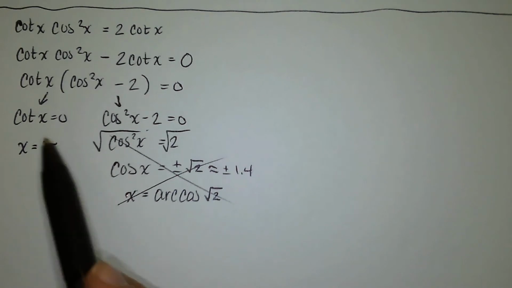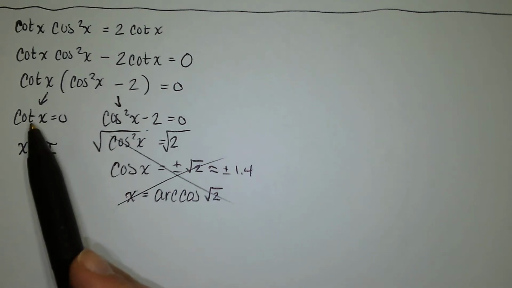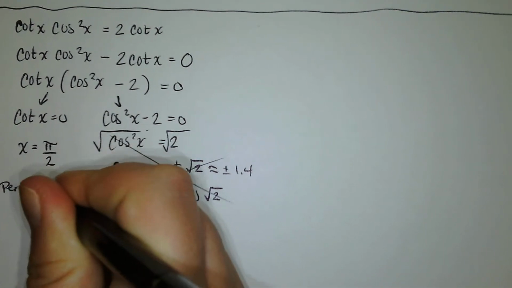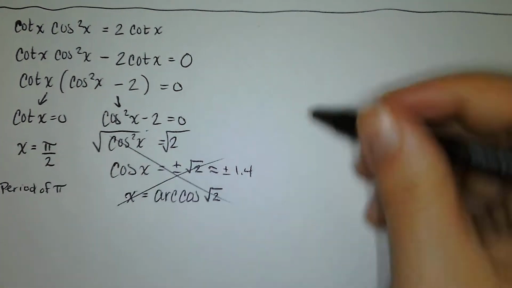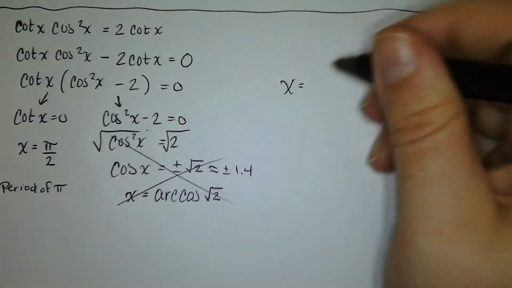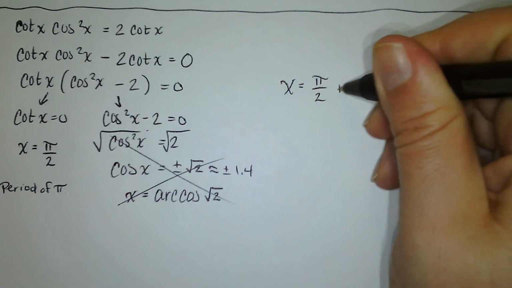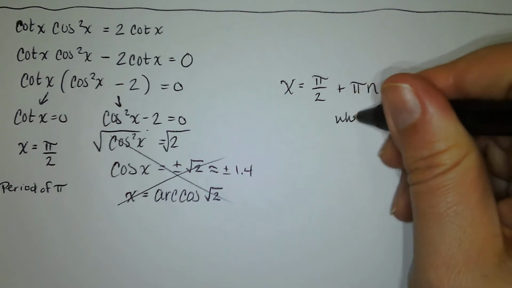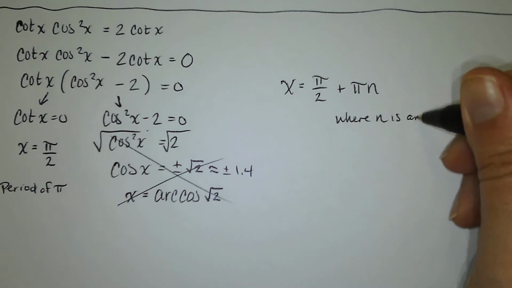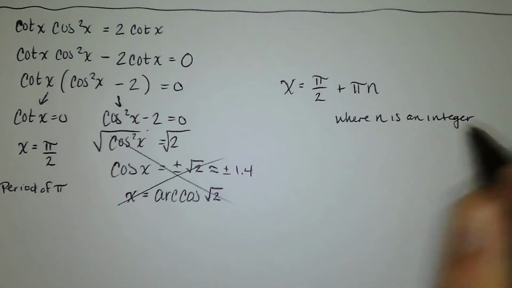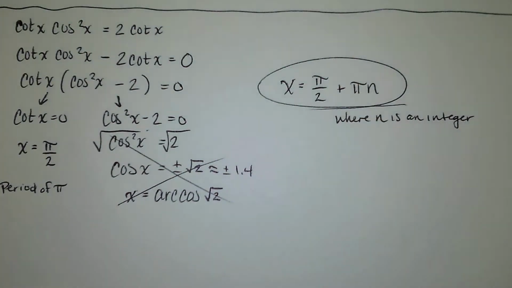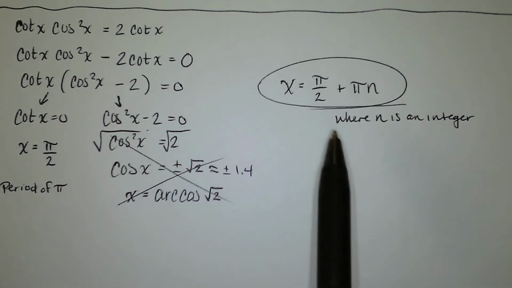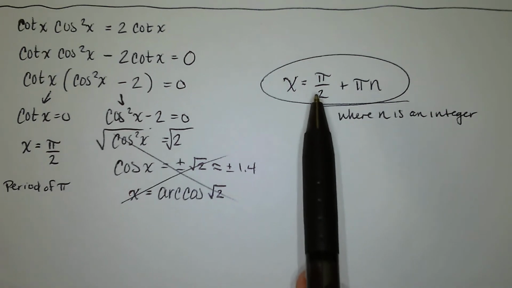But once again, this is just a solution in that range, so we have to consider cotangent has a period of pi. So when we do our actual solutions for this, it's going to be pi over 2 plus pi n, where n is an integer. This is just the one solution in that period, and then this is considering every possible solution of this.